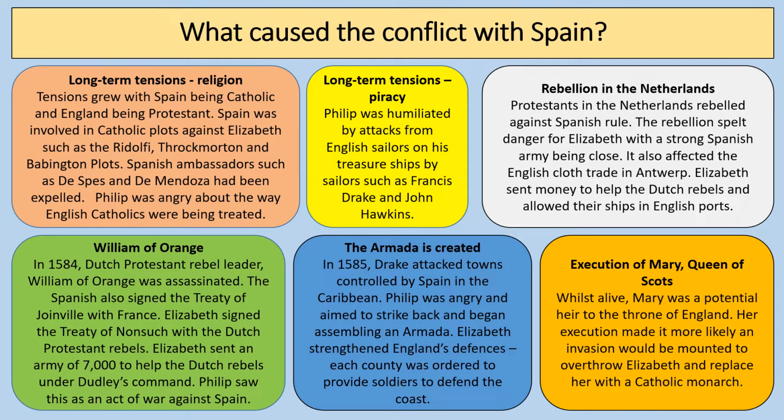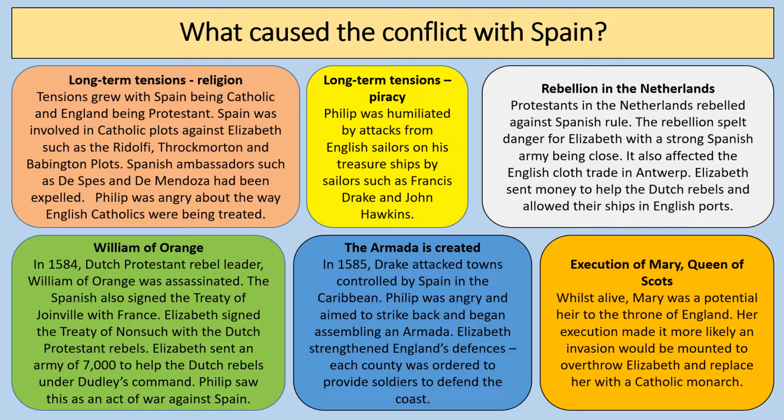However, Elizabeth was forced to sign the Treaty of Nonsuch with the Dutch Protestant rebels, and under this agreement, Elizabeth sent an army of 7,000 English soldiers to help the Dutch rebels under the command of Robert Dudley. And Philip saw this as an act of war, and from about 1585, England and Spain are essentially at war with each other. In 1585, Francis Drake began to attack towns controlled by Spain in the Caribbean.